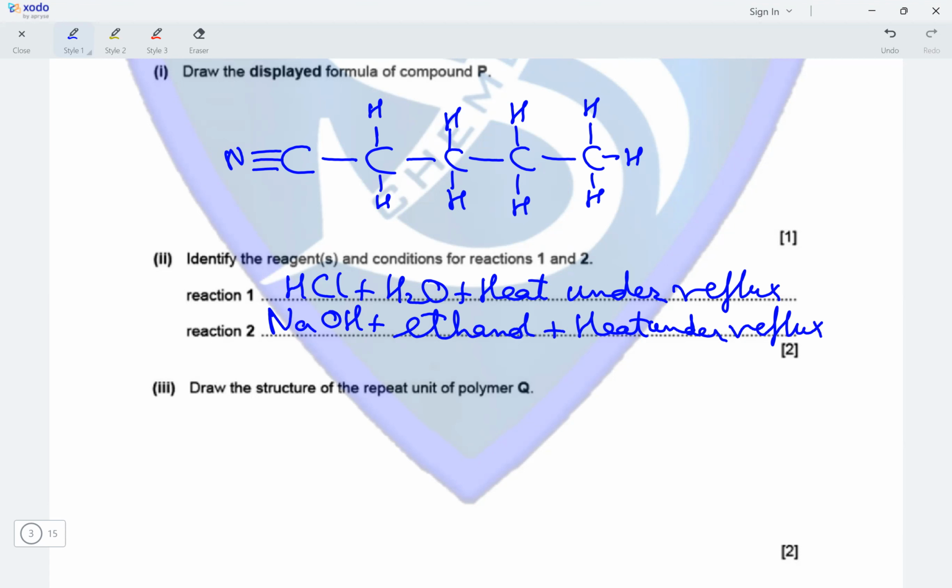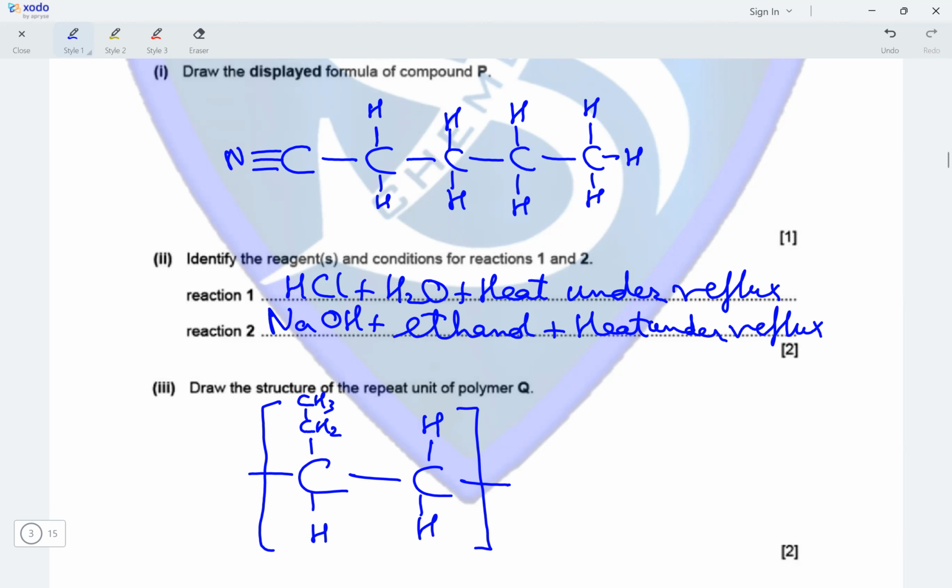And draw the structure of the repeat unit of polymer Q. So polymer Q would be carbon, single bond carbon. These would be the carbon atoms where the double bond was present. On one of the carbon atoms, we would have a CH2 bonded to a CH3, completing the 4 carbon chain. And on the 3 other positions, we would have a hydrogen atom each, placed in a square bracket, forming one repeat unit of polybutene.